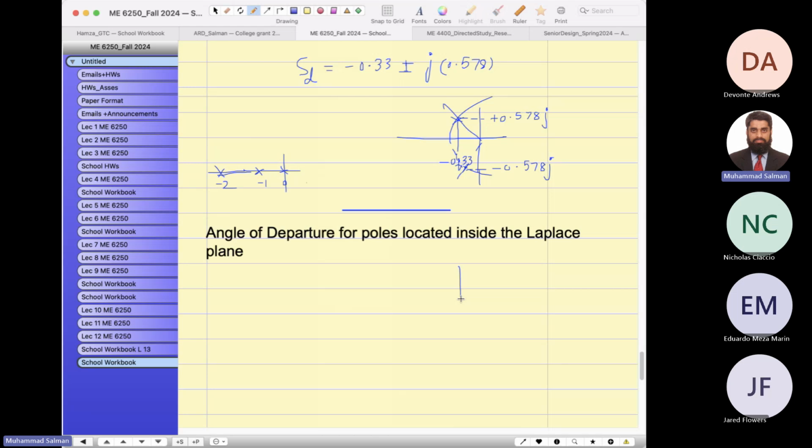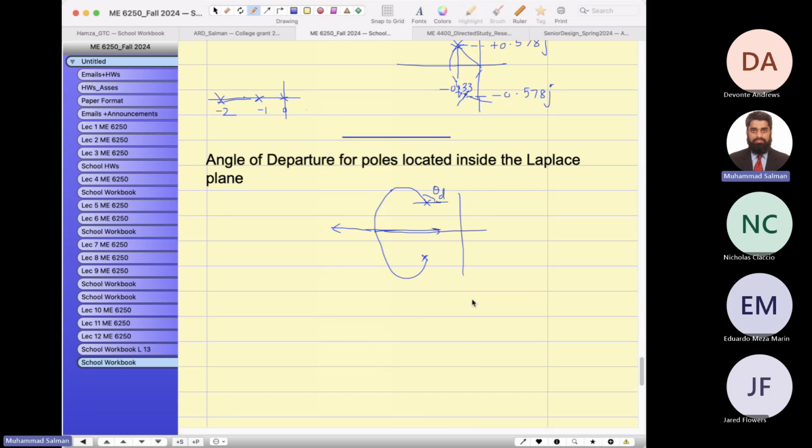But what if you have a situation where the open loop poles are located inside the plane, and then you have to draw asymptotes, or work out how they leave? Suppose they come over here and touch over here. This pole is symmetrical, so it touches over here, and one goes here, one goes here. So how will you find this angle of departure? This is our next section.